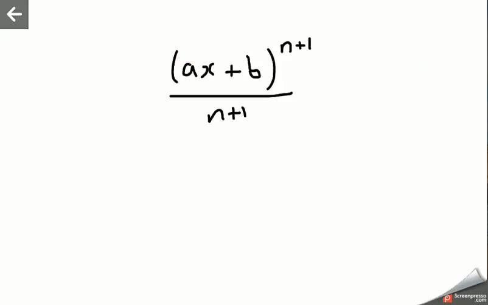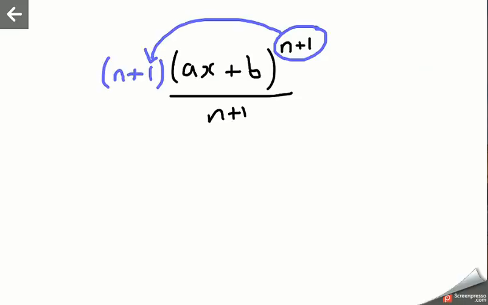So let's differentiate the outside function first. We bring the n + 1 down, then we subtract 1 from the power, and observe that these n + 1s will cancel because (n + 1) divided by (n + 1) is 1. But then we've got to multiply by the derivative of the inside function, and so we're going to end up multiplying by a, because the derivative of ax + b is a.